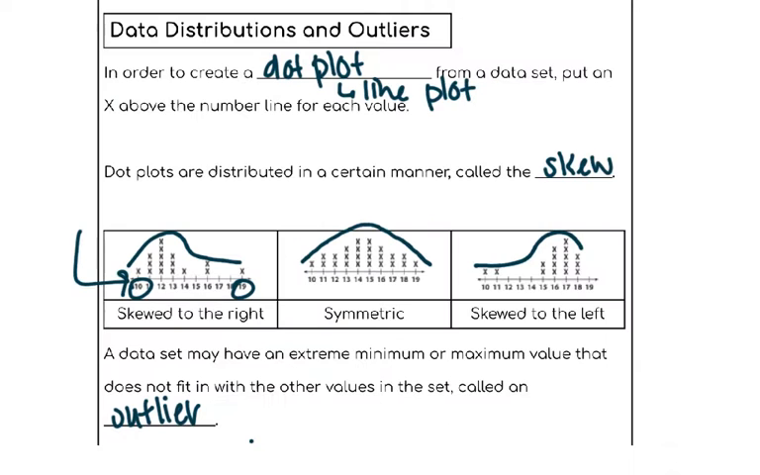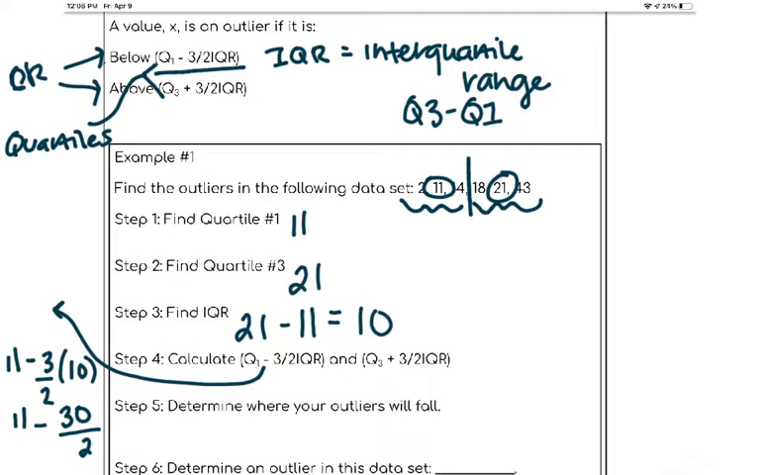So 11 minus 15 equals -4. So it needs to be below -4, or, now let's figure out where it would need to be above.